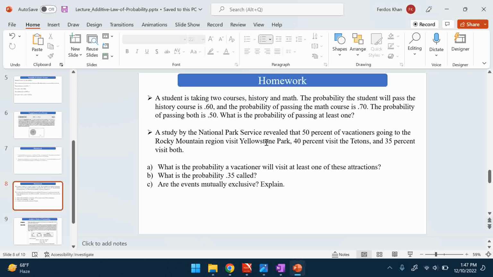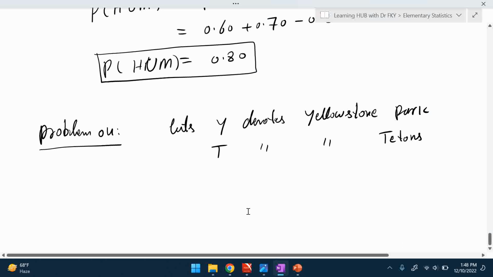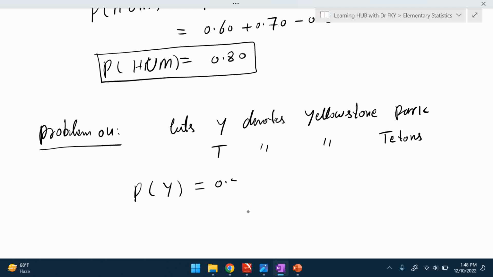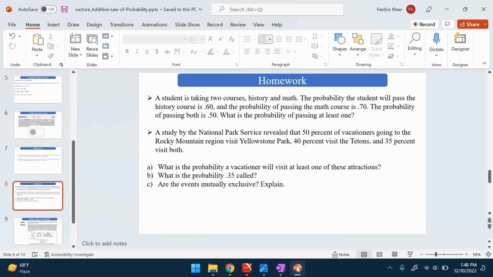So now the question is, and remember that a person on vacation going to the Rocky Mountain region will visit. These are percentages, so you just multiply by 100 to get the probability. For Yellowstone Park, 50% of vacationers visit. So the probability is 50% that they will visit this place and 40% visit the other place, Teton. So the probability of visiting Yellowstone Park is 0.50. The probability of Tetons is 0.40, and 35% is for both.